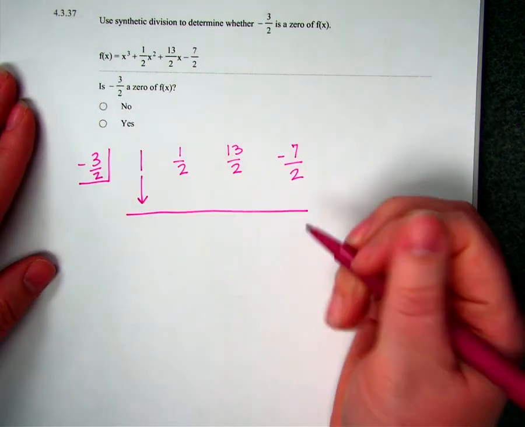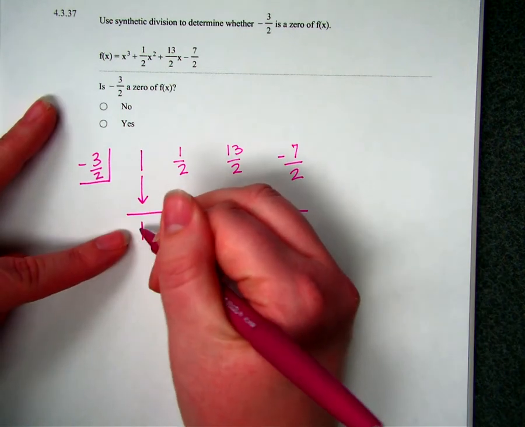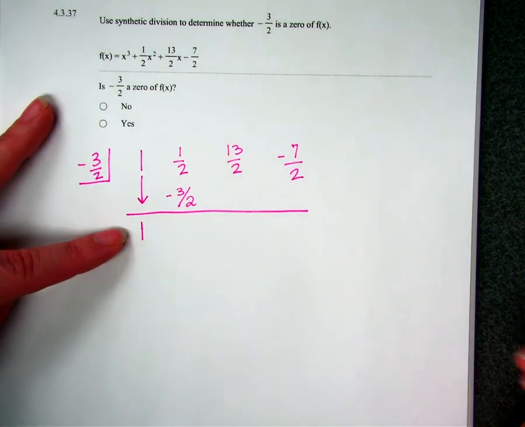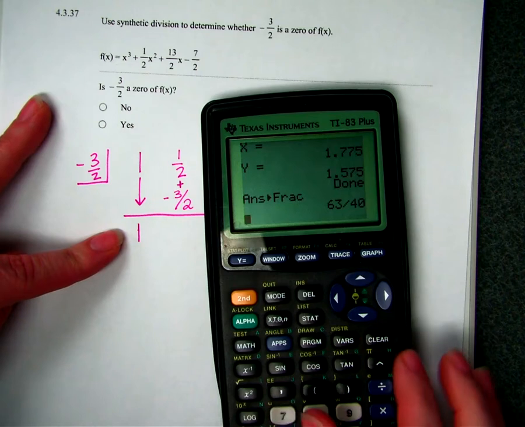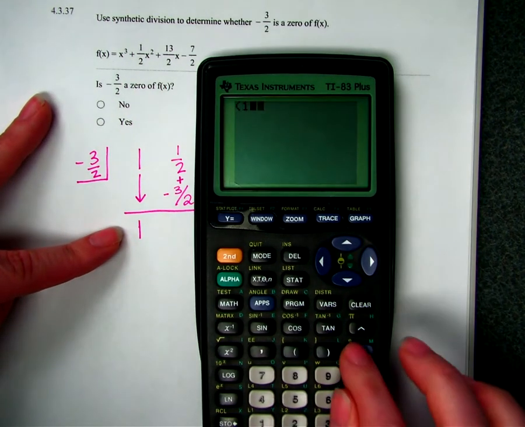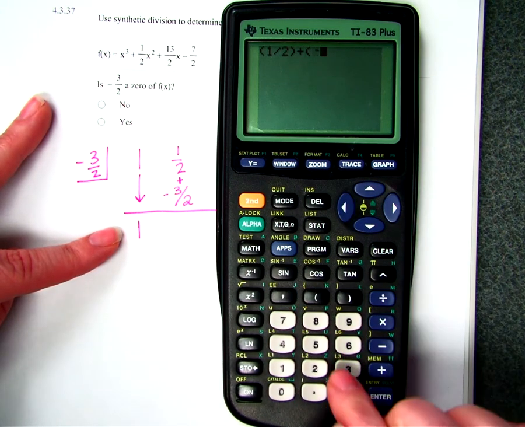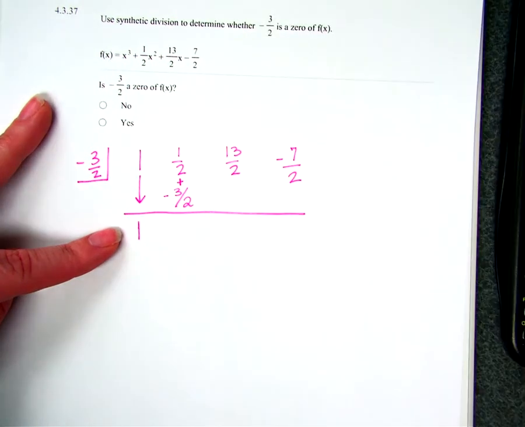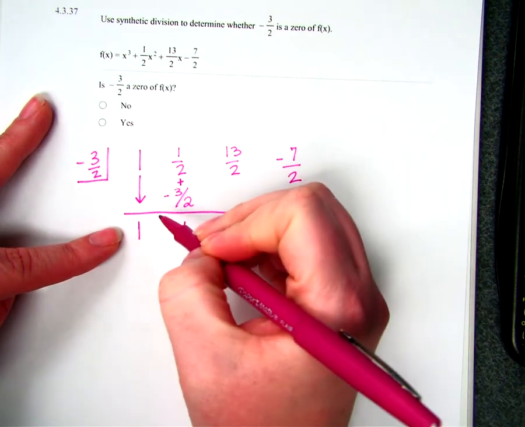So the first step for synthetic division, this first coefficient will drop below this line, and then whatever drops below the line gets multiplied with our divisor, and then added to the next coefficient. So I'm just going to use my graphing calculator, and anytime I put fractions in my calculator, I like to put parentheses around them. So I'm going to do 1/2, so 1 divided by 2, plus negative 3/2. And hit enter. And I get a result of negative 1. So 1/2 plus negative 3/2 is equal to negative 1.